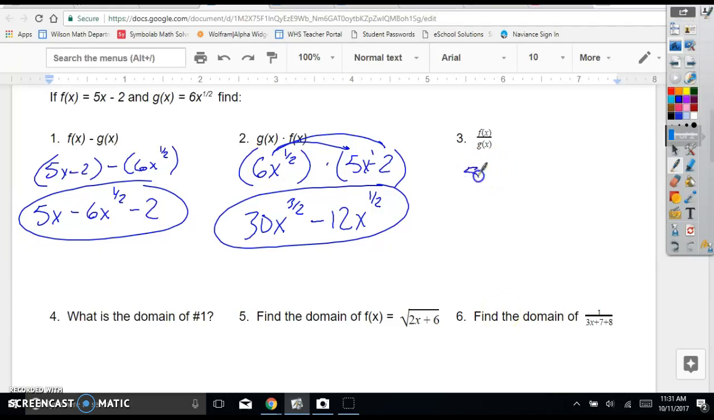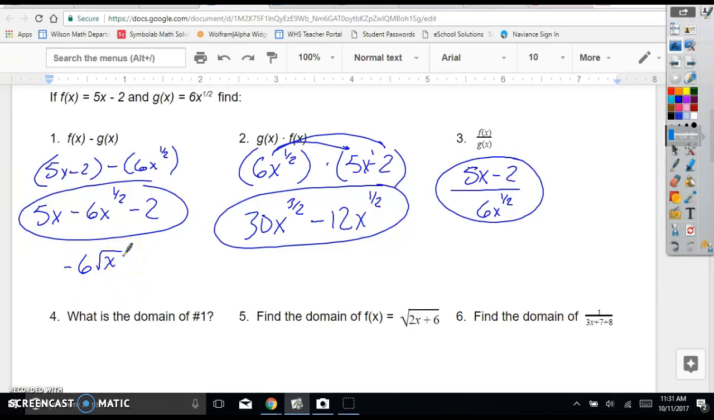3, we rewrite exactly what it says: 5x minus 2 divided by 6x to the half. And that's that. All right, as far as domain goes for number 1, remember this is minus 6 square root of x. That's our only restriction on x.